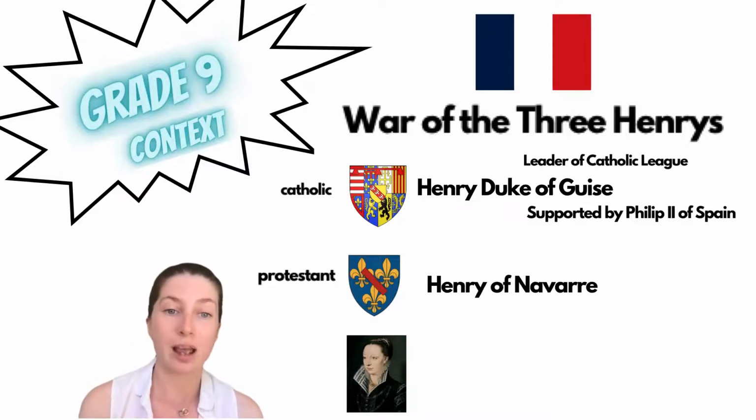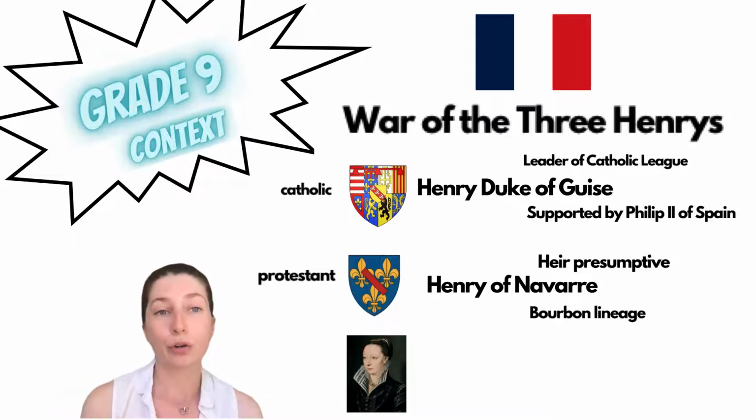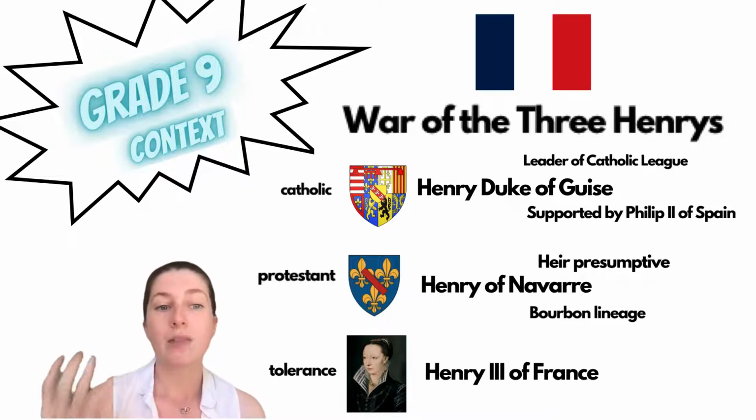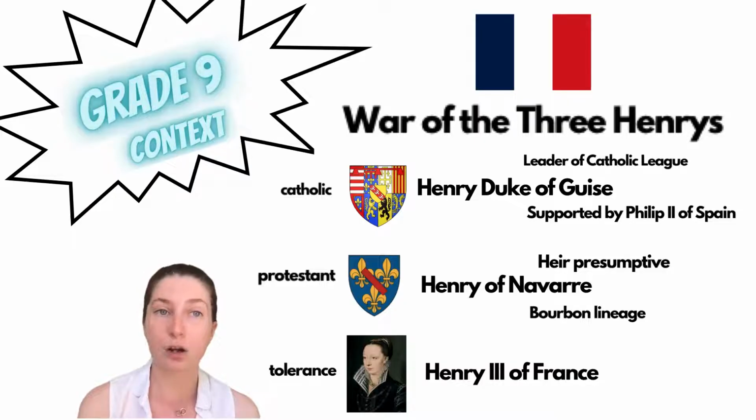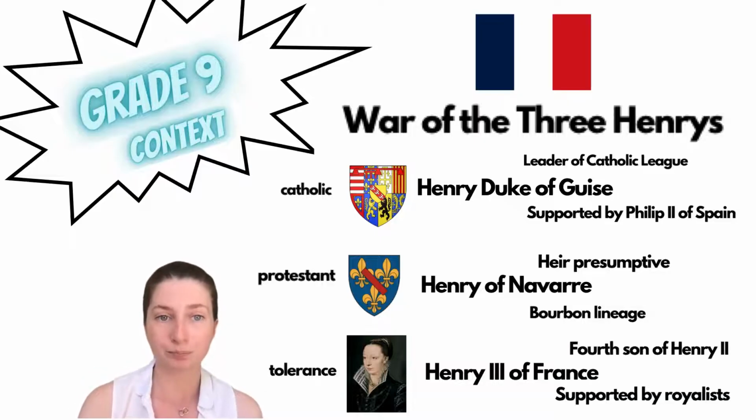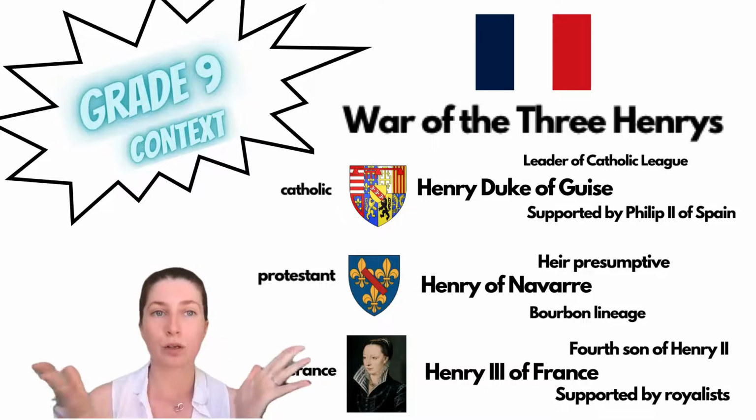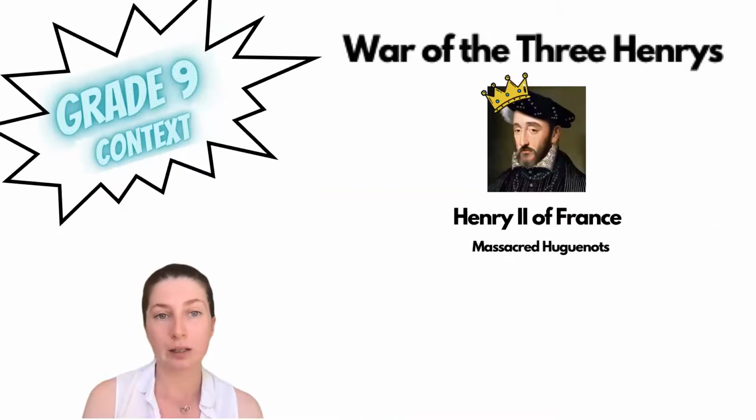Then we have the Protestant Henry of Navarre, who was not only the heir presumptive, so that means he was actually a distant cousin of Henry II. So therefore, he could have been in line to the throne, and he was of Bourbon lineage himself. So he was supported by the Bourbons. And then we also have Henry III of France, who was the youngest of Henry II's sons, who wanted and believed in having some form of tolerance. He is supported by the royalists, people who supported Henry II and want a stable royal lineage.